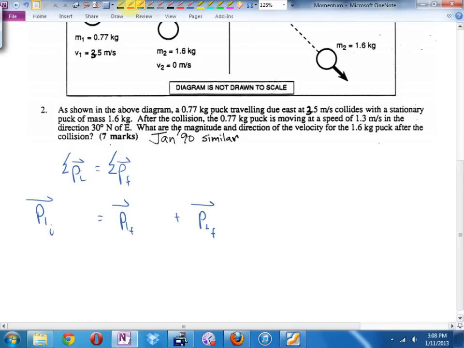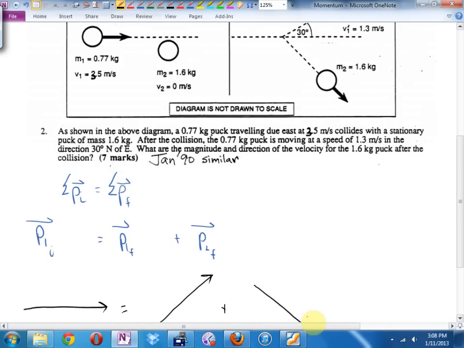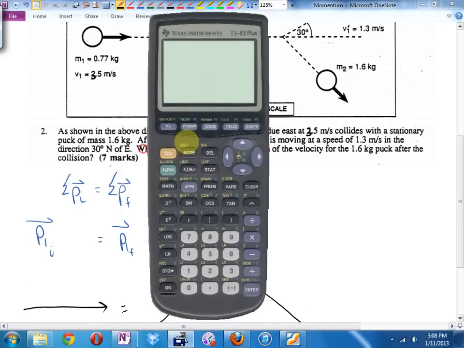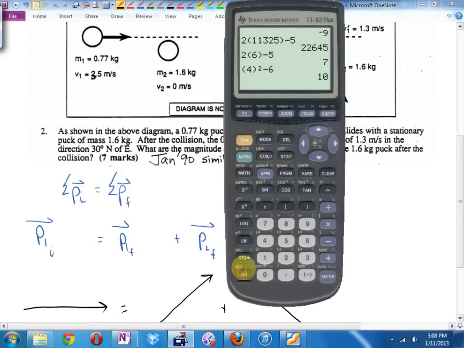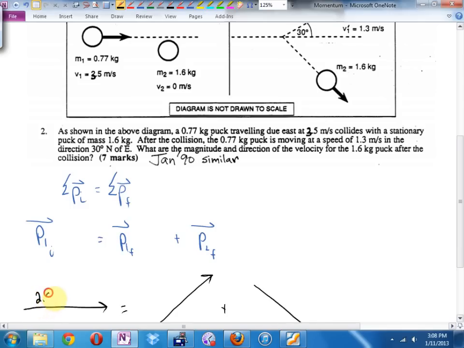Draw a picture when there's angles. So that apparently equals this plus that. What was my initial momentum coming in? If I go mass times velocity, I get 0.77 times 3.5. My initial momentum is 2.695, and I wouldn't round off if you didn't have to, because you're using this to get better data, so don't go sig figs yet.